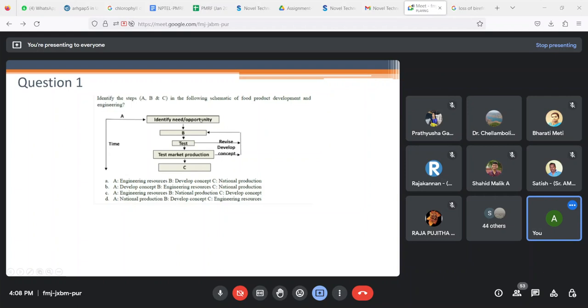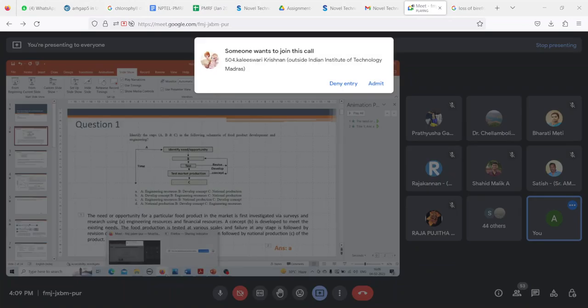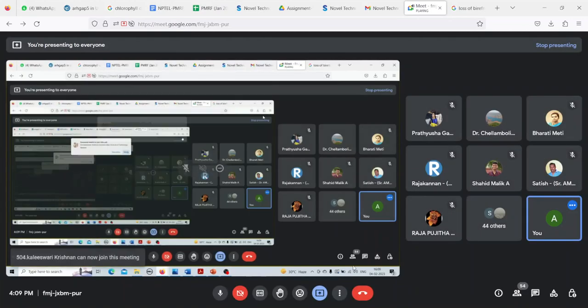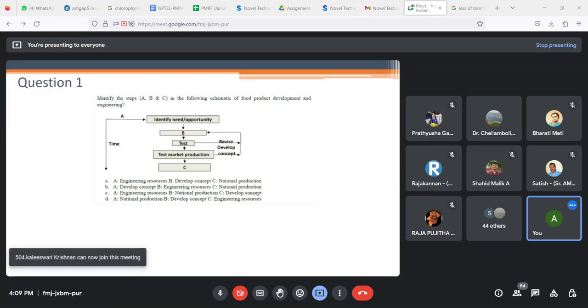Once a need is identified, we need to understand how to meet those needs in the market. In order to meet those needs, we need to develop a concept or an idea as to how to produce the food and how to store it. So after identifying the need, we develop a concept to match and meet those needs in the market.